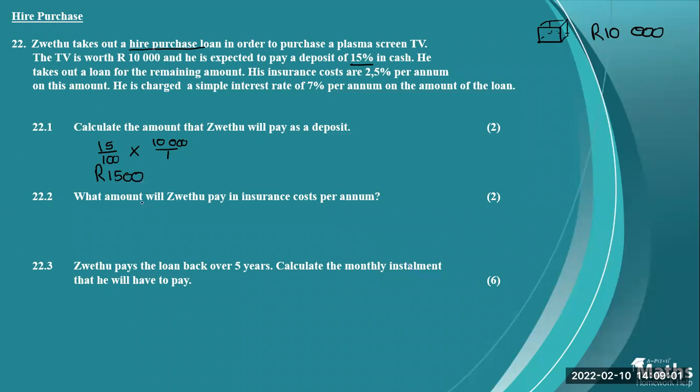Then, what amount will Sweat 2, I know I'm not pronouncing it correctly, pay in insurance costs? Oh dear, insurance, let's see. He takes out a loan for the remaining amount. Okay, that has nothing to do with my insurance now, but it is actually a little bit. His insurance is going to be 2.5% per year, per annum, on this amount. So he's going to pay 2.5% per year on the remaining amount. So what is the remaining amount? So now we're first going to look at the remaining amount.